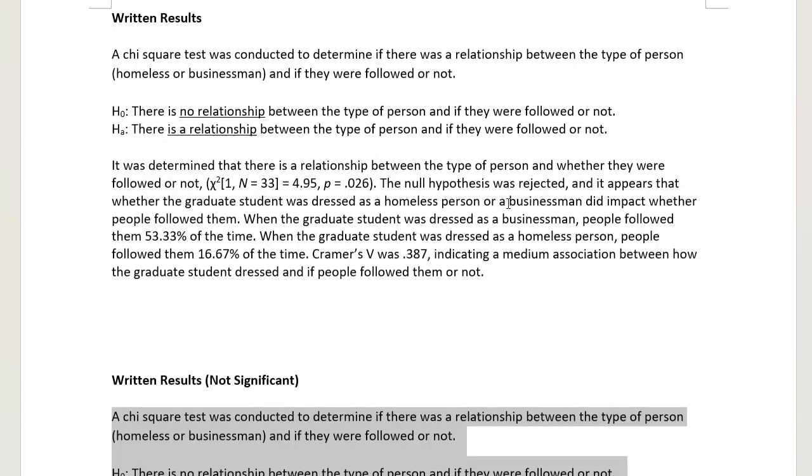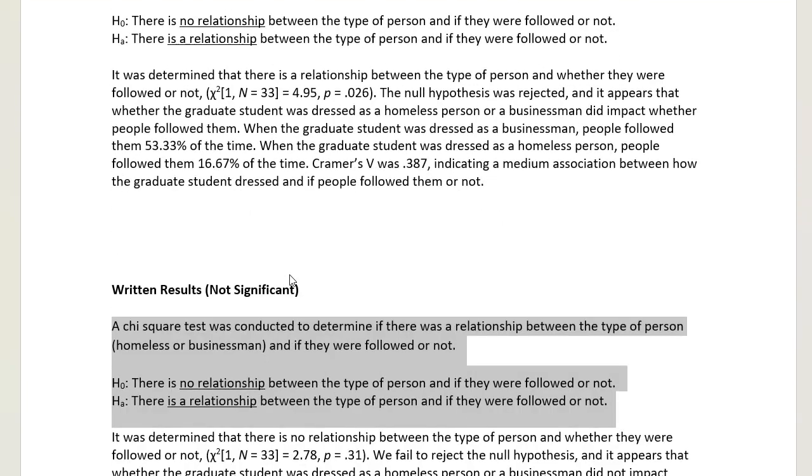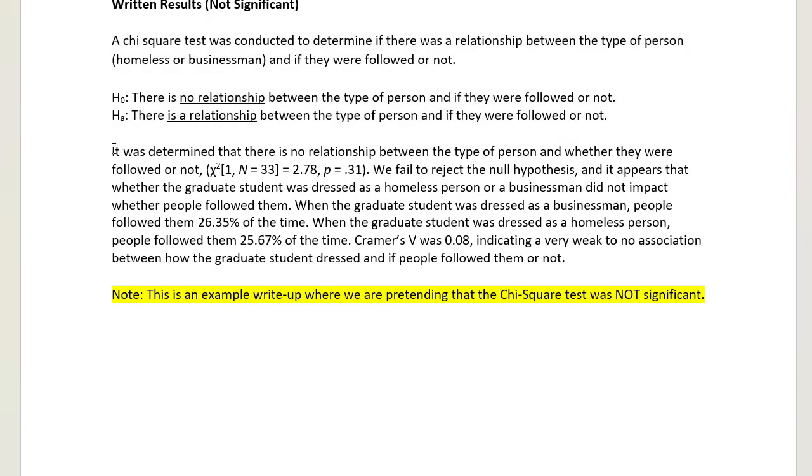So this is the same as right here. But what changes is right here. It was determined that there is no relationship, and that's because we changed it to not significant. So remember, this p-value is now greater than 0.05. So that means there is now no relationship between the type of person and whether they were followed or not. We fail to reject, because remember, if the results are not significant, we fail to reject the null hypothesis.